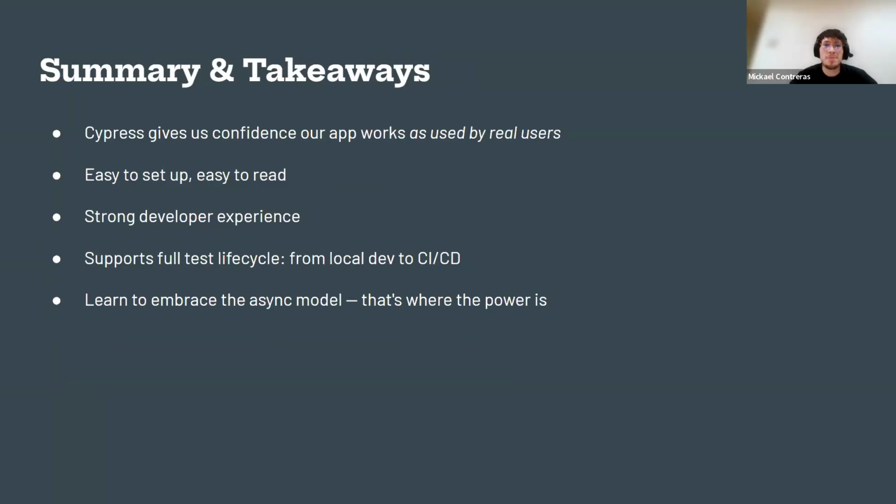So to wrap things up, Cypress isn't just another testing tool. It gives us the confidence that our app works the way our users interact. It's easy to set up, tests read like natural user flows, and it doesn't matter if you're writing a test locally or running it in a CI pipeline. Cypress supports the whole lifecycle, so you can catch issues early and move fast without breaking stuff. The biggest takeaway though: embrace the async model. Don't fight it. Cypress handles a lot of the heavy lifting around timing and waiting. And once you get the hang of it, it's a piece of cake.